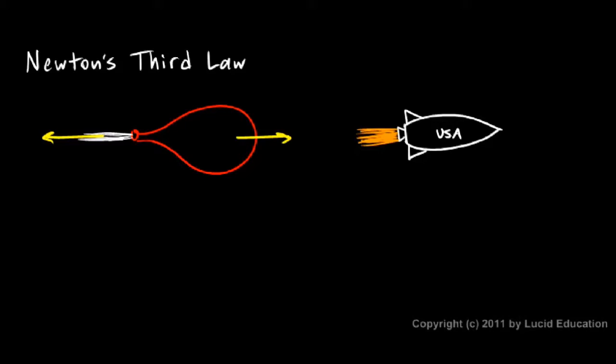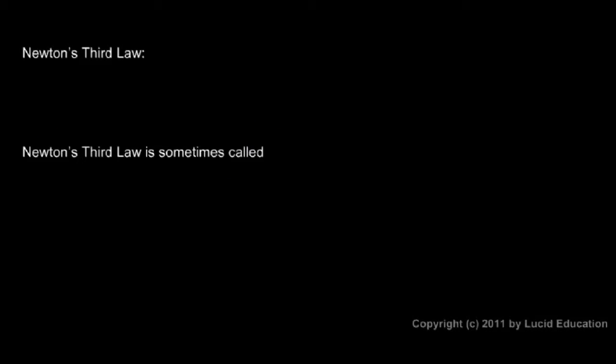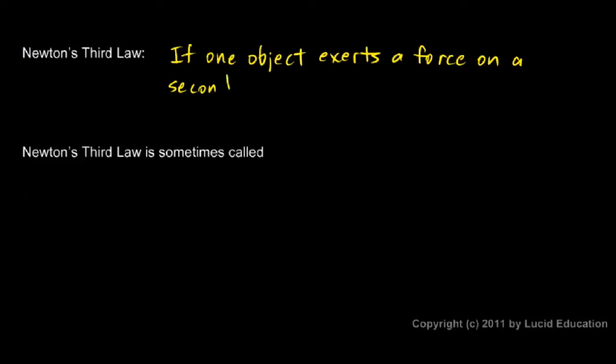The principle between the balloon and the rocket is the same. It is Newton's third law of motion. If one object exerts a force on a second, then the second object exerts an equal and opposite force on the first. As shown in the models, the air is expelled to the left and the air exerts a force on the balloon to the right.